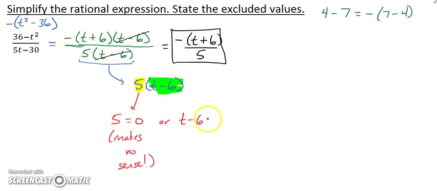T minus 6 is 0. And of course the value that solves that is 6. So my excluded value, the thing I better say that t can't equal, is 6.